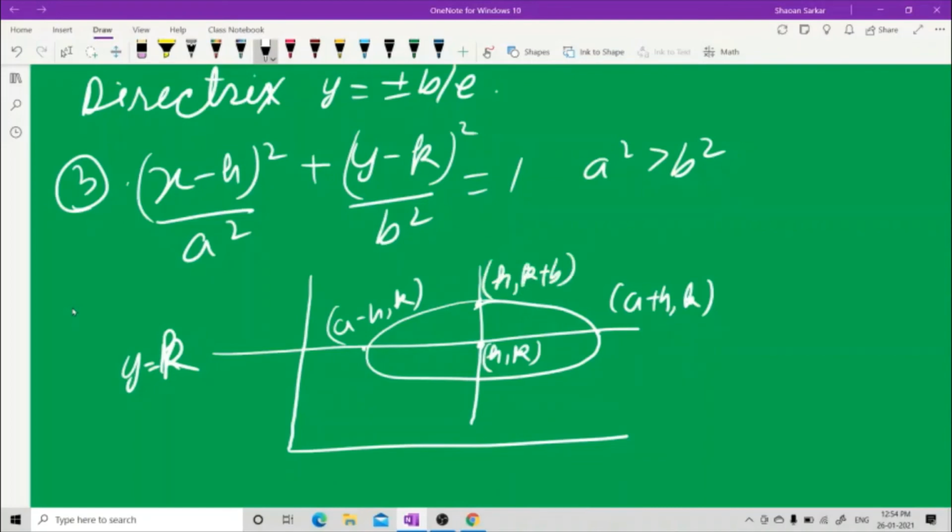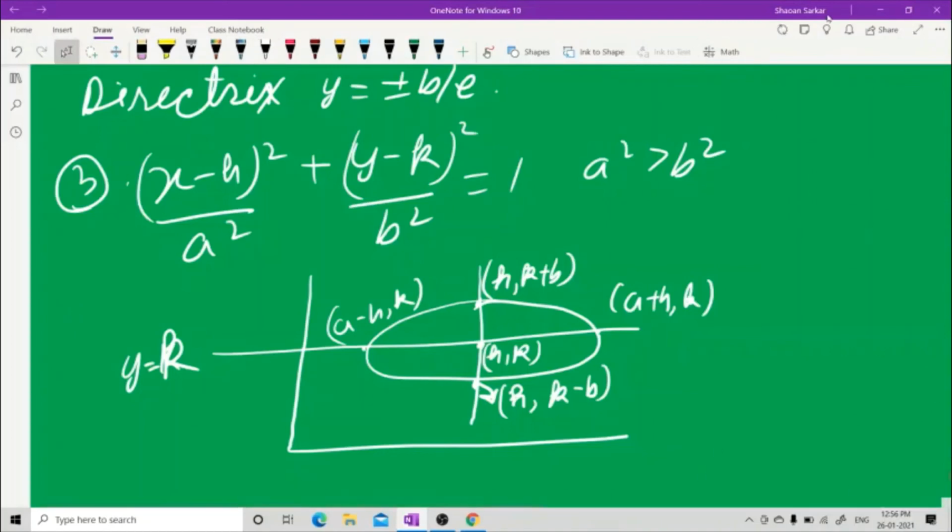This point is the vertex: h comma k minus b, and the rest are all the same. The eccentricity equation will be the same, only the vertex and focus will change. Here it will not be AE. This is only the basic description you need, nothing more. I'm not going to teach you ellipse right now.